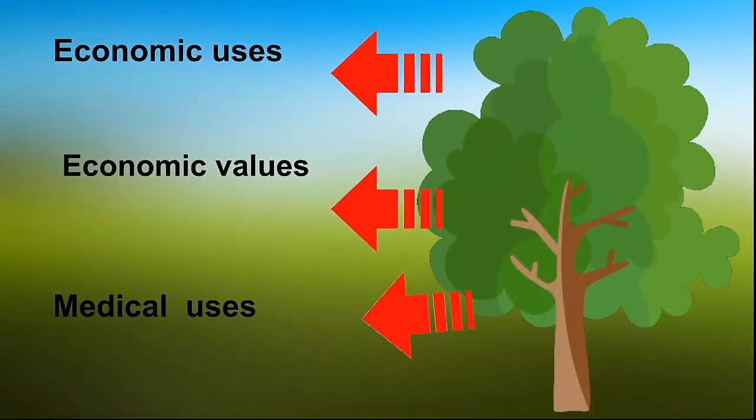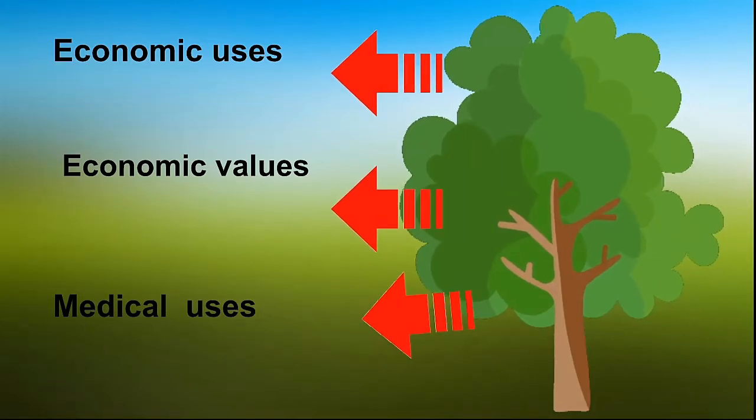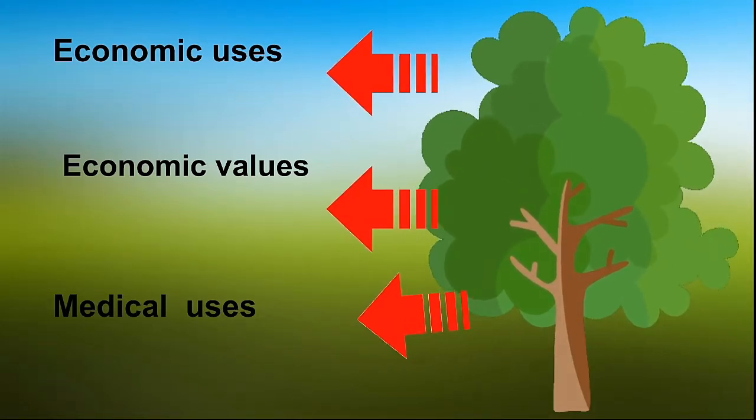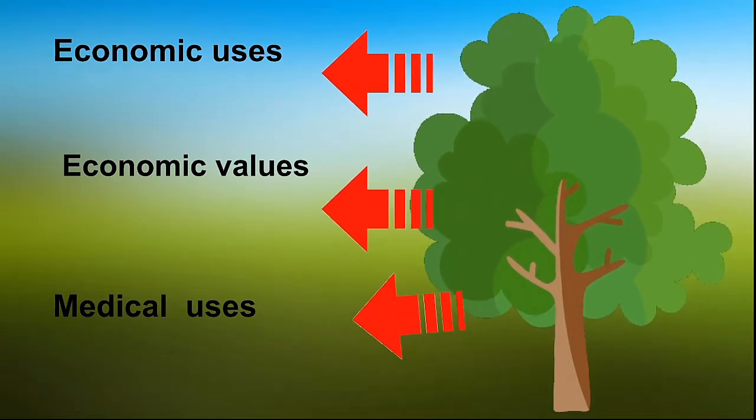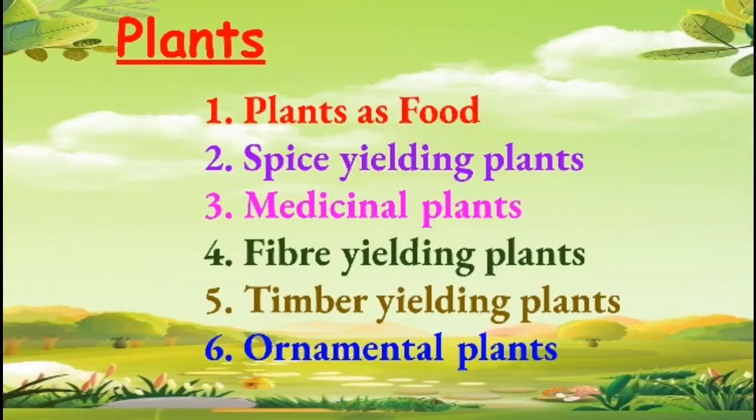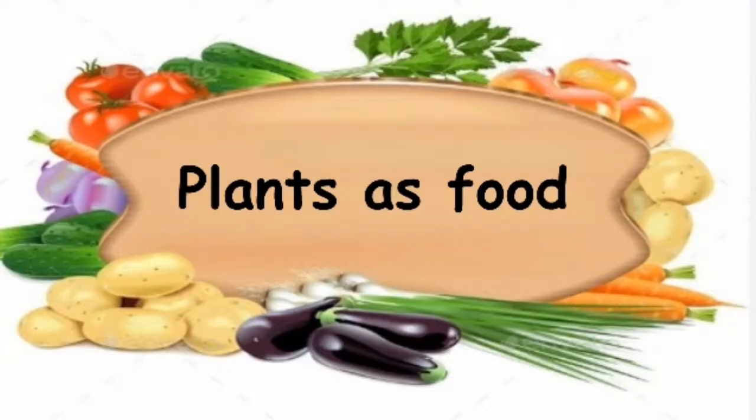Okay children, now let's see about the different crop plants of economic uses, economic values and medicinal uses. Children, plants may be broadly classified as plants as food, spice yielding plants, medicinal plants, fiber yielding plants, timber yielding plants and ornamental plants. Now let's see one by one.